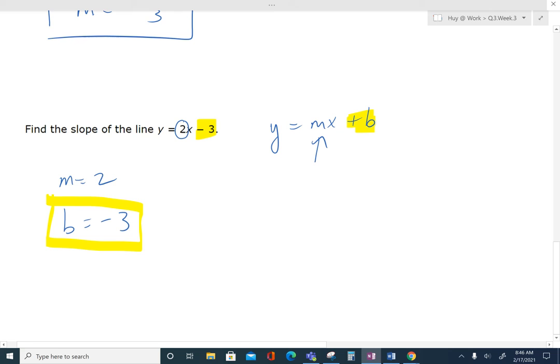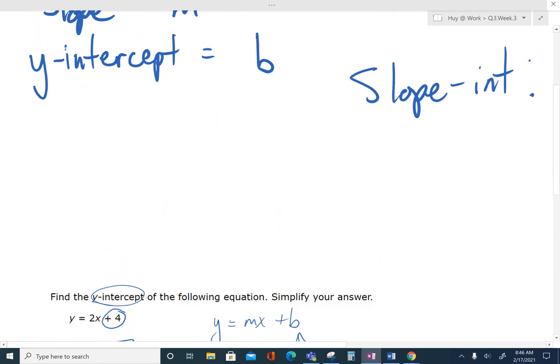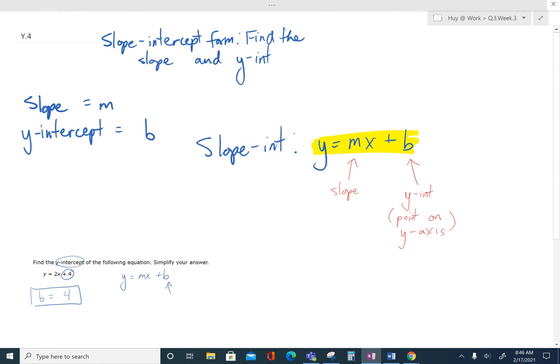I mean, that wasn't part of the question that we were asked, but it's just kind of a cool thing to notice. All right, that's it for this lesson. I don't want to make it super long. Just memorize the slope-intercept form, the equation for it, and then know that m stands for slope, and then y-intercept is the letter b.